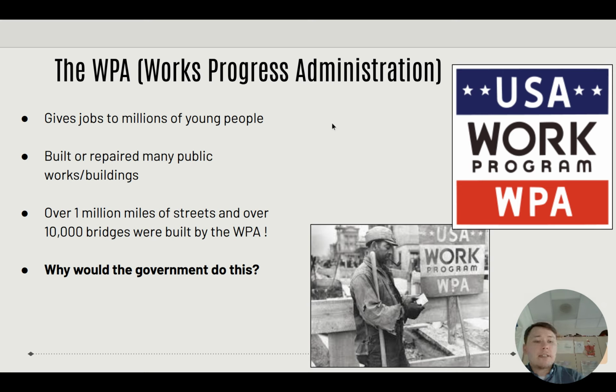Now, the CCC does the same thing, but the CCC works a lot more in the outdoors. So the CCC will fix up beaches. They will cut trails through the wilderness. They will fix up national parks. Like if you ever climbed Katahdin, all the trails on Katahdin were trailblazed by the CCC.